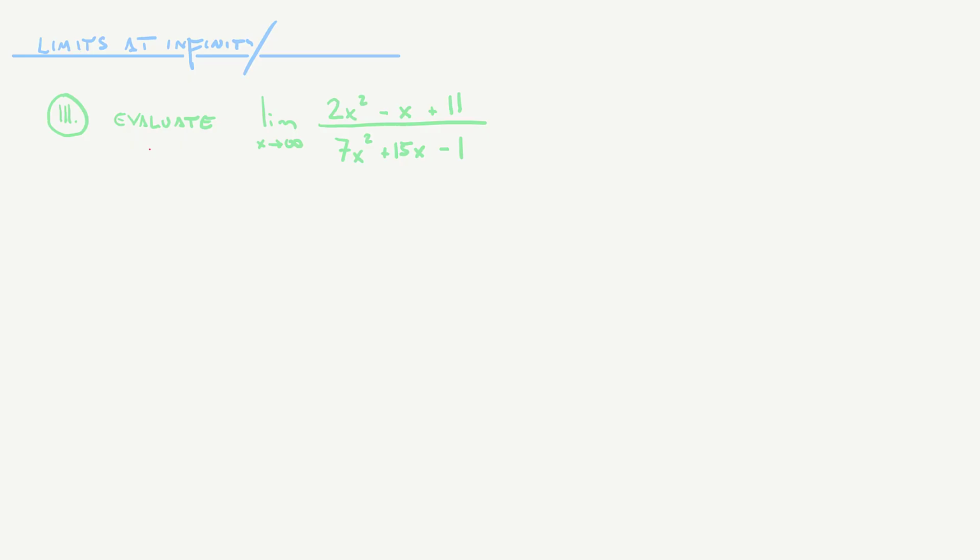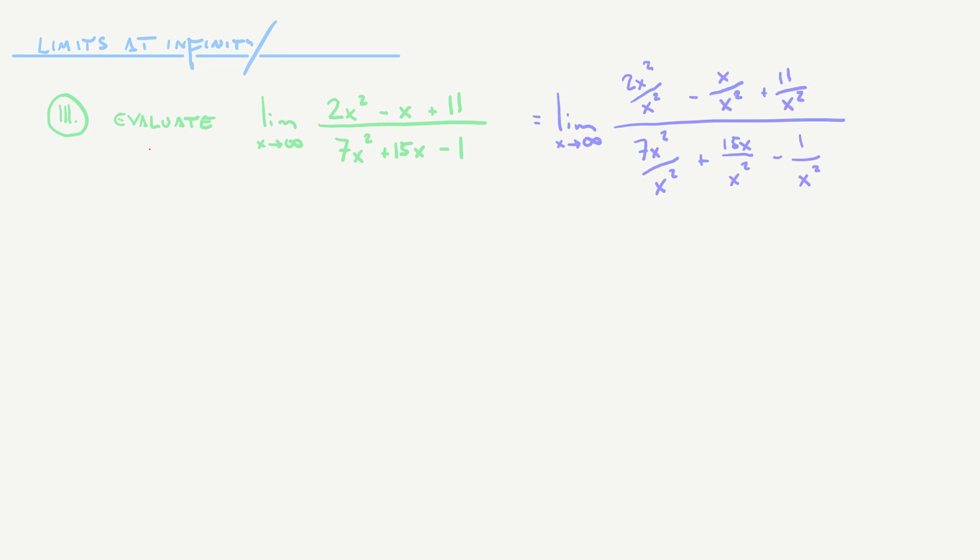All right, so in this one it says evaluate the limit as x approaches infinity of 2x squared minus x plus 11 divided by 7x squared plus 15x minus 1. What I'm going to do is divide every single term in the numerator and the denominator by x squared, just because I can. That's just something I can do.